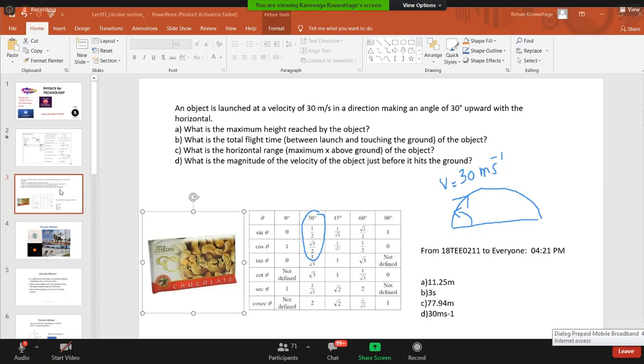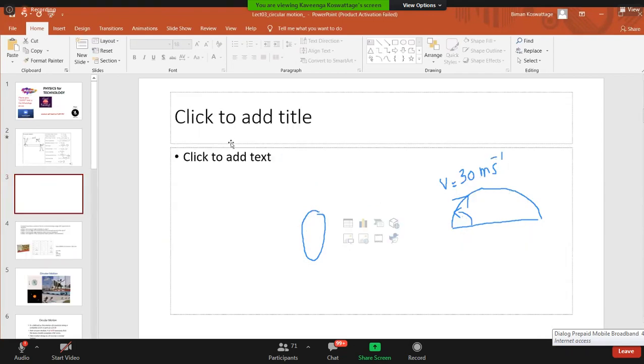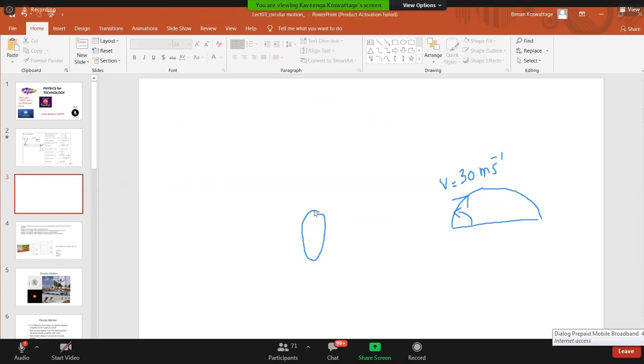Okay, then let's try to solve this question, because one student asked me to solve this one. So let's do it like this. I'm not going to write all the equations, but I'll try to explain something. The situation is that we have a projectile, and you all know the projectile now.